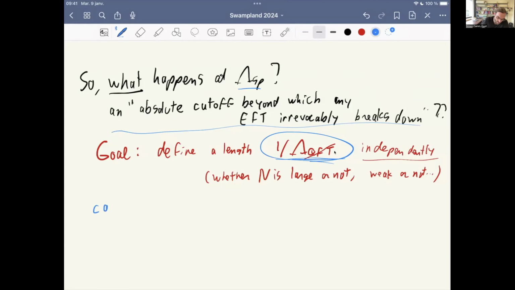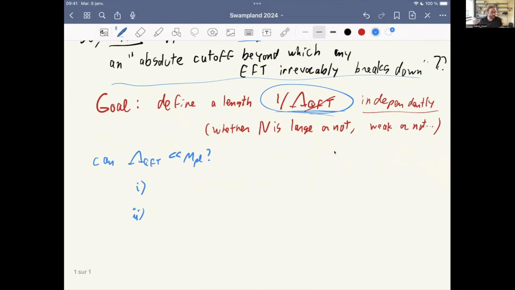So, can this scale be much less than the Planck scale? And from looking at the string theory lamppost, we actually have two well-known scenarios in which that happens. The first scenario is that you can have strings that are weakly coupled and therefore light. So strings are weakly coupled, the string scale is much less than the Planck scale.